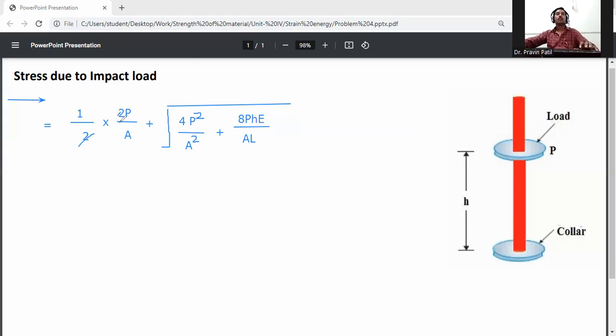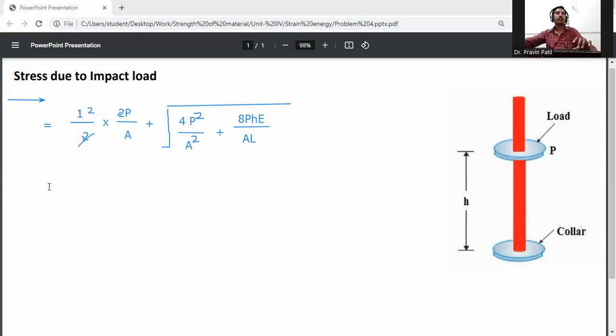So p by a will get outside. The 2 will get outside, or this one will be divided by 2 and become upper side. Actually, this value will become outside, upper side. Okay, so 2 to the 4, 8.